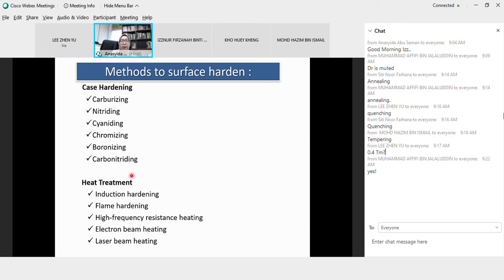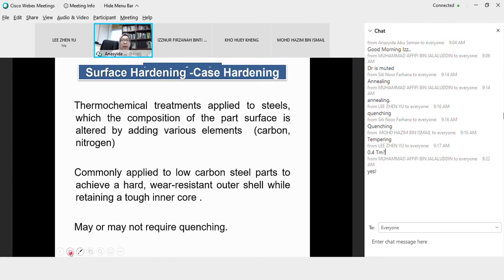But if you have a sample that memang ada medium carbon, then you can directly use this method. Faham ke tak? Okay, tak apa. Alright. Afifi seorang yang faham. Yang lain?